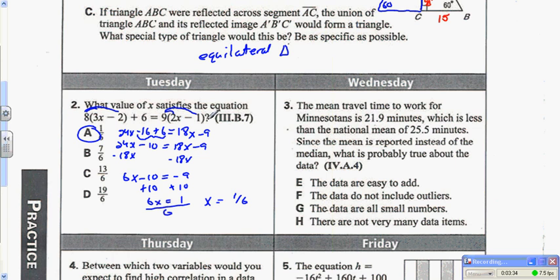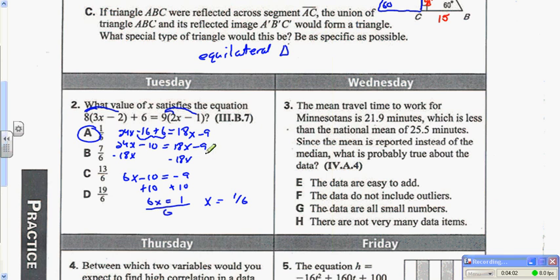Number 3, the mean travel time or average travel time to work for Minnesotans is 21.9 minutes, which is less than the national mean of 25.5 minutes. Since the mean is reported instead of the median, what is probably true about the data?